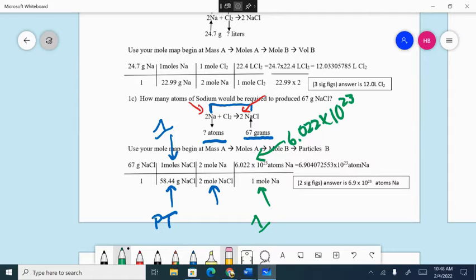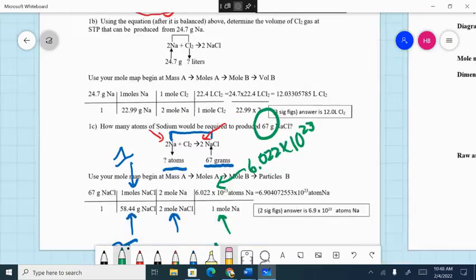And I get an answer in my calculator of 6.904072553 times 10 to the 23rd. I'm going to round it to two significant figures because my given is two significant figures. So I will answer 6.9 times 10 to the 23rd atoms of sodium. You're now going to be required to use units and labels.